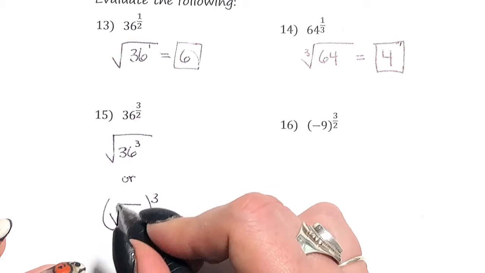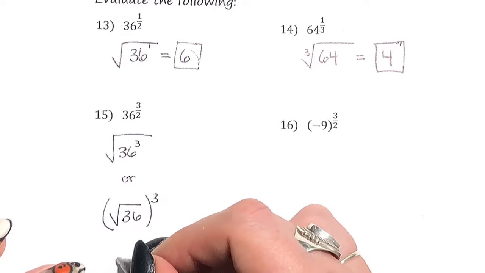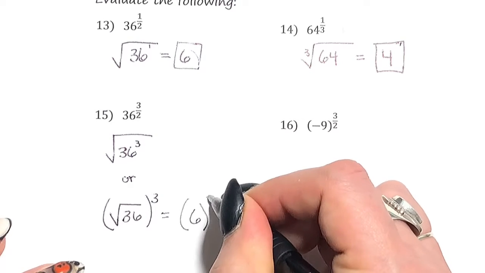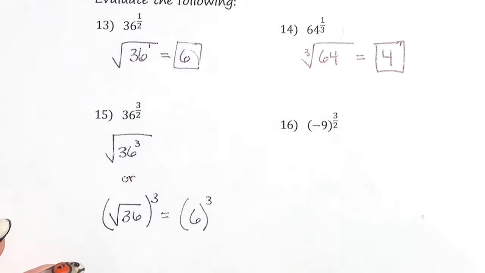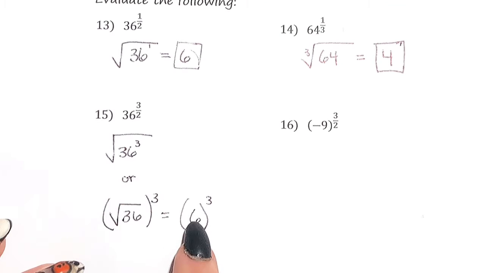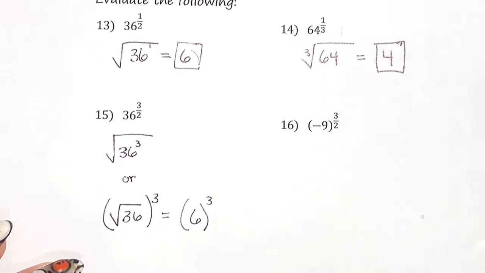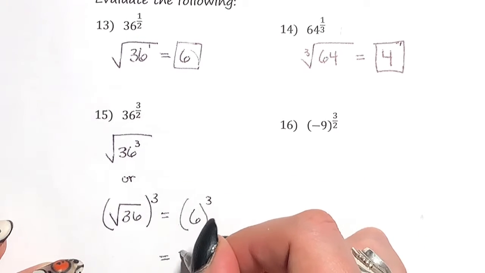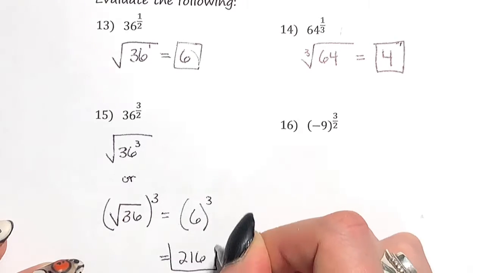So if I do this one first, the square root of 36, that would equal 6. And so then I would just have to do 6 cubed, which is 6 times 6 times 6, which is a lot easier to do than 36 cubed. I would much rather do 6 cubed than 36 cubed, right? Wouldn't you guys also? So 6 cubed is 6 times 6 times 6, which is 216.